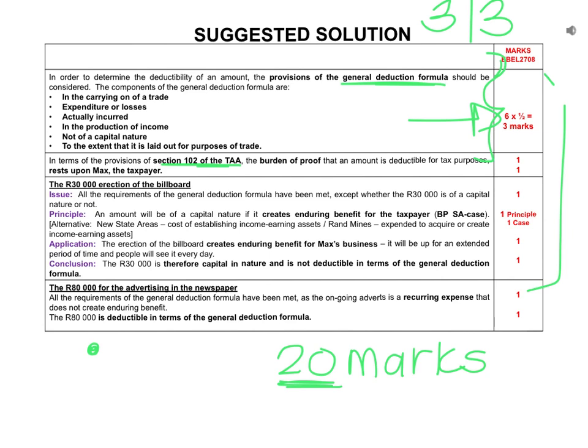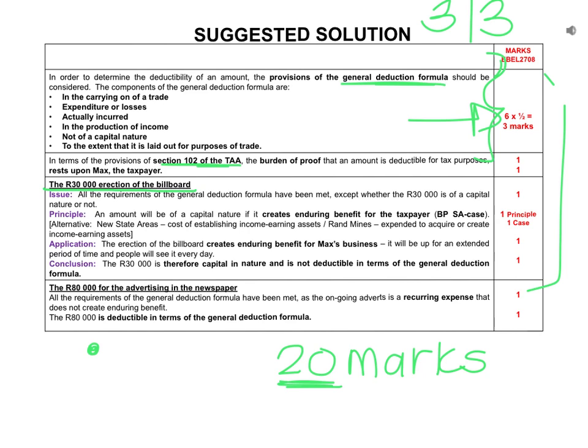Right, now I have 4 amounts I have to deal with, and I need to show my marker that I am dealing with each of these separately. So for the first one, the 30,000 Rand erection of the billboard, have a look at what it looks like, right? I have a heading, the 30,000 Rand erection of the billboard, and I've drawn a line underneath my heading so that my marker knows, listen, this is what I'm going to be discussing at this point, right? And I just want to show you how we discuss.